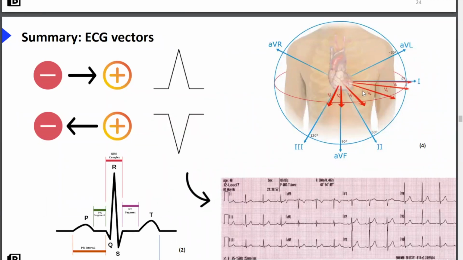V1 to V4 are looking at the heart anteriorly. V5, V6, 1 and AVL are looking at the heart laterally. 2, 3 and AVF are looking at the heart inferiorly. So they're all looking at the flow of current in different directions, and that's why each lead looks slightly different. That's something you just need to get your head around, and you need to look at enough normal ECGs to recognize what's normal. And as I said, one tip that I gave you: T wave inversion in 1 and AVR is normal, just because of the direction of current flow.